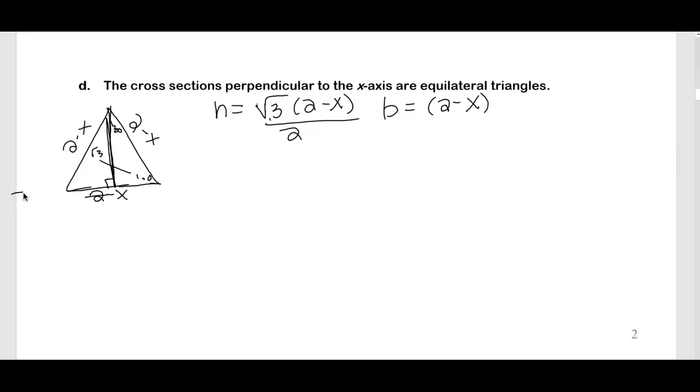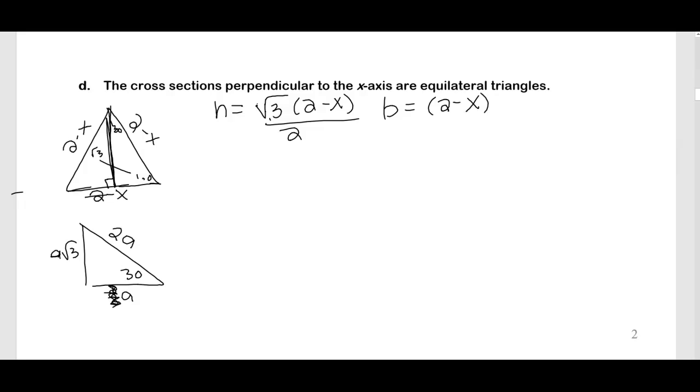But why is the height that? Okay, here's a 30, 60, 90. It's a, 2a, root 3 a. So this is 1/2 a, and this is a. So then why is it different, if it's multiplying by a? A is 2 minus x. Maybe I have this wrong. Sorry, this is 2a.